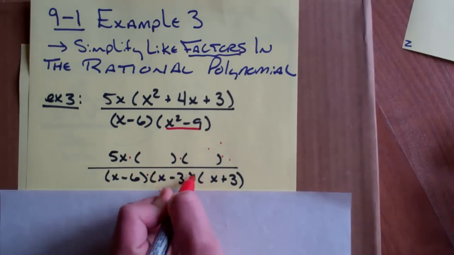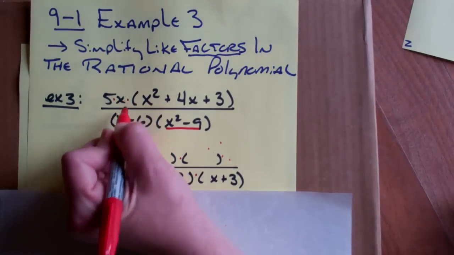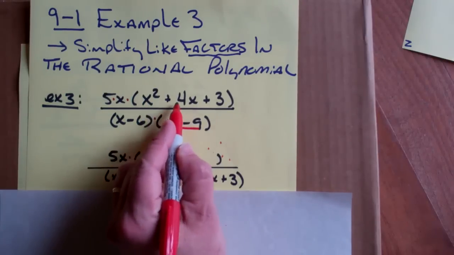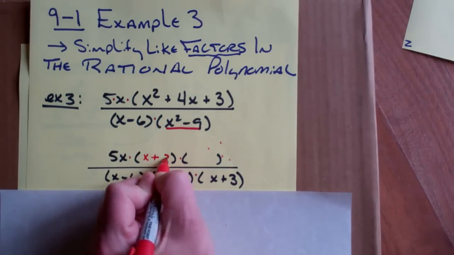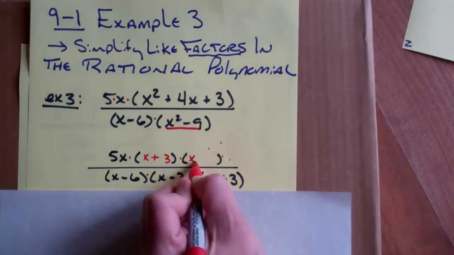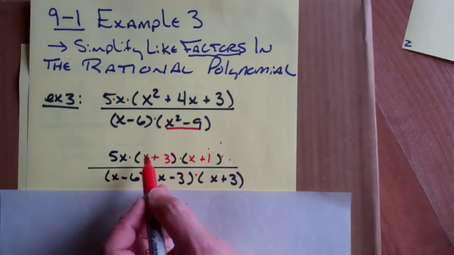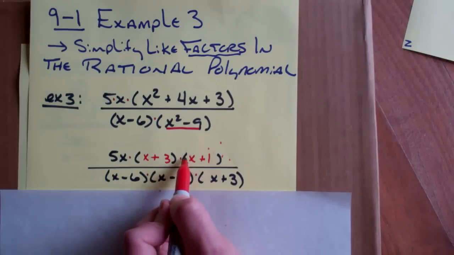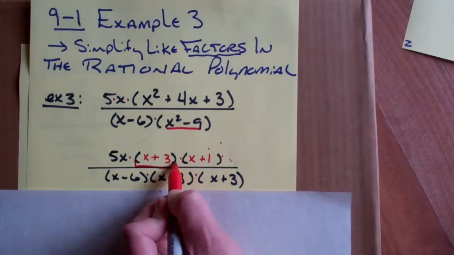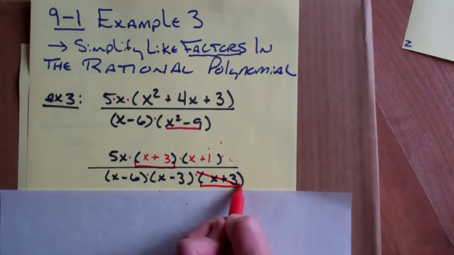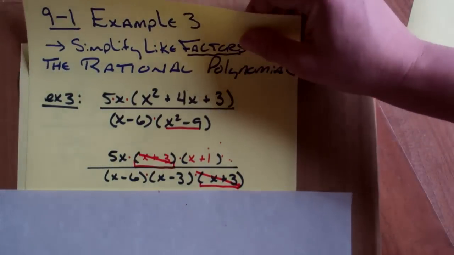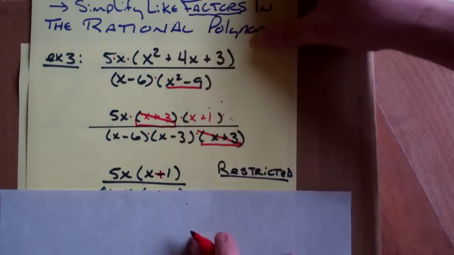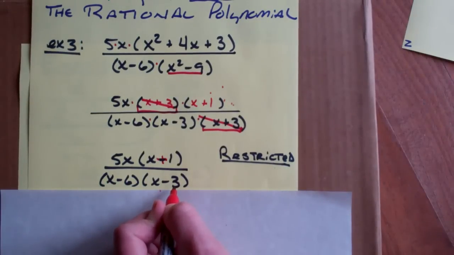Notice I have multiplication between all of these factors. Up here I had multiplication as well, but nothing was ready to reduce. Inside of the parentheses, x squared plus 4x plus 3, we all know it's going to factor x plus 3 and x plus 1. Now, I can simplify 5 times x times this times that. x plus 3 is exactly the same whole factor as this x plus 3. The whole factor reduces. Upon doing that, I end up with a numerator of 5 times x plus 1, and I have x minus 6 and x minus 3 in the bottom.